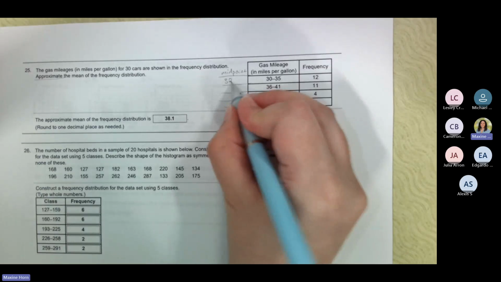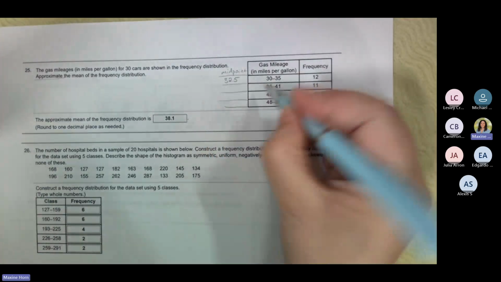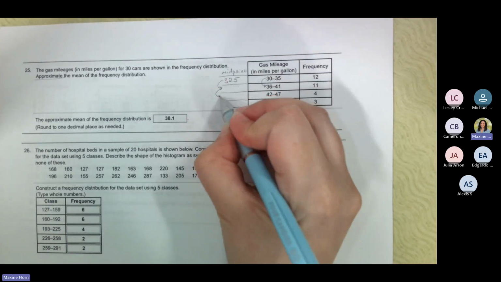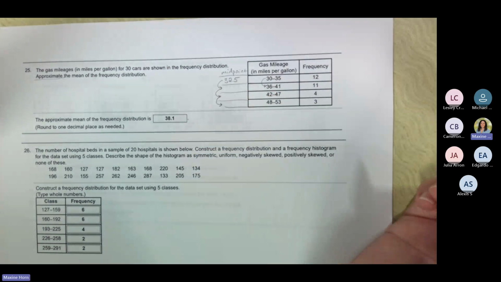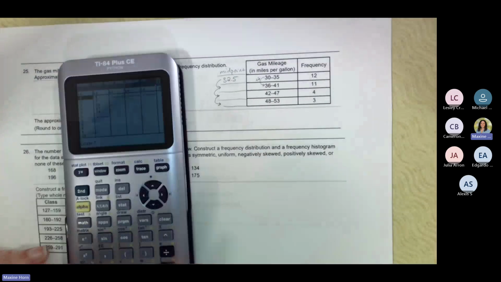So I'm going to add them together and divide by 2. That's going to get me 32.5. I'm going to add my class width to get the other midpoints. So to get from 30 to 36, the class width is 3.